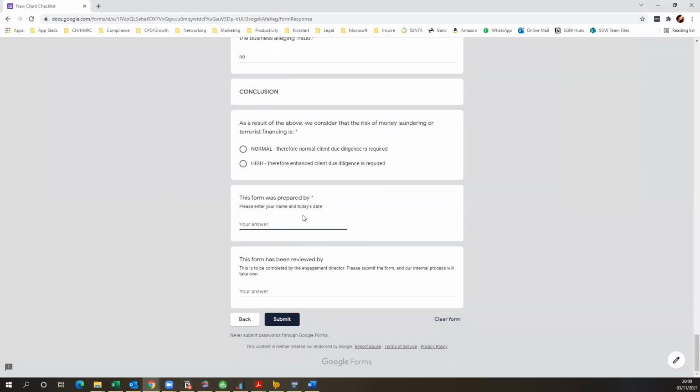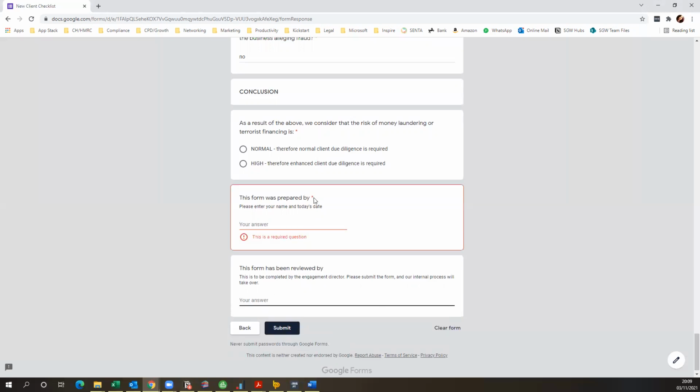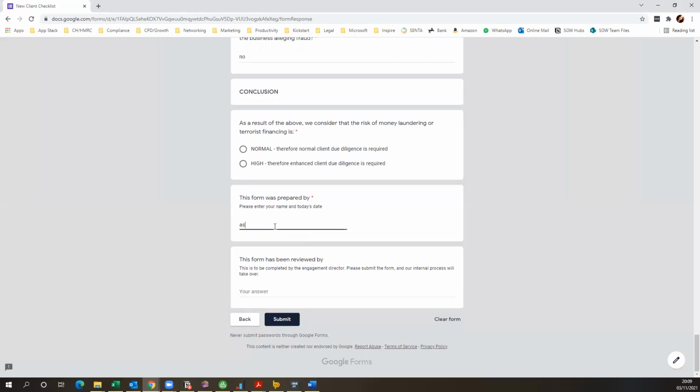Enter your name and date in there. And then on that one, obviously, you can see that there isn't a little star on it. That one needs to be completed by the engagement director. So if you just click submit, then our internal processes and automation will make that part happen, and it will be signed off by an engagement director who will be in touch with you if they need any more information, or I need any more information.